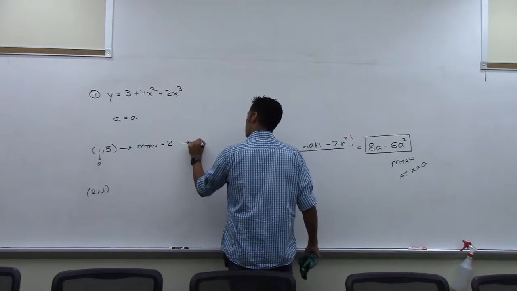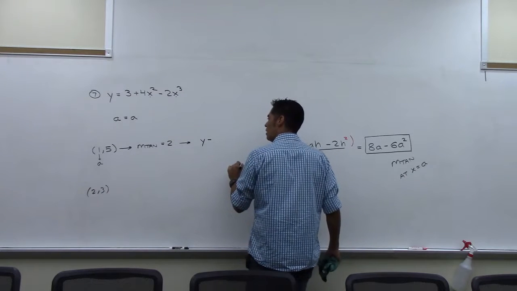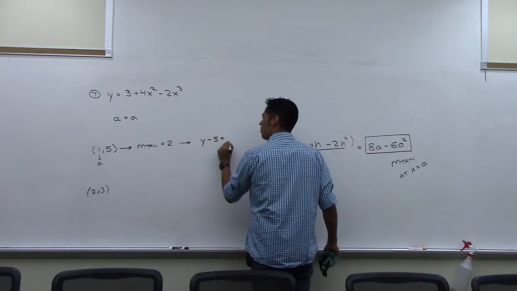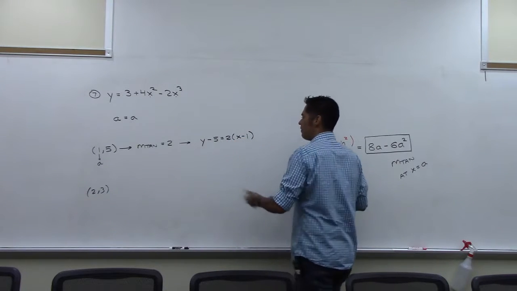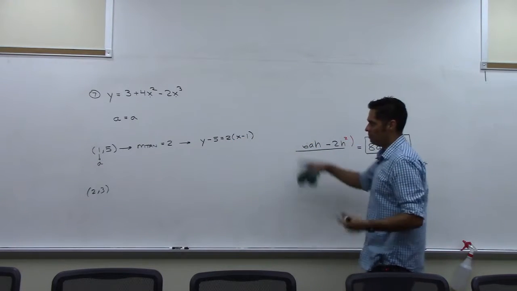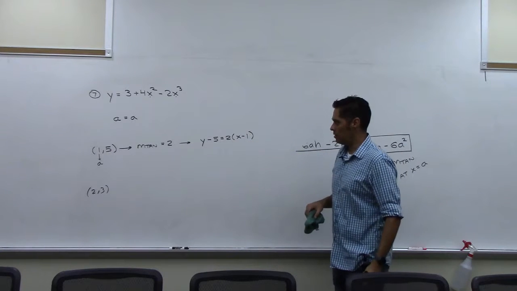And then from that, I can go to the y minus y1, which is 5, equals the slope 2 times x minus x1. And then from there, you can get y by itself. But essentially, we're there. We have the equation of the tangent line.